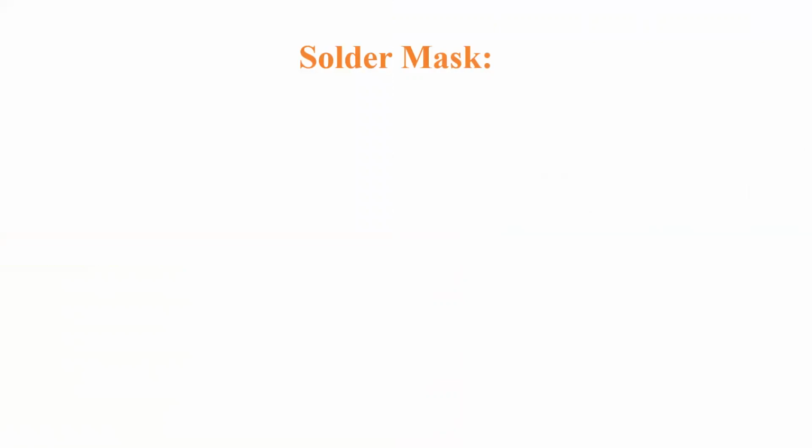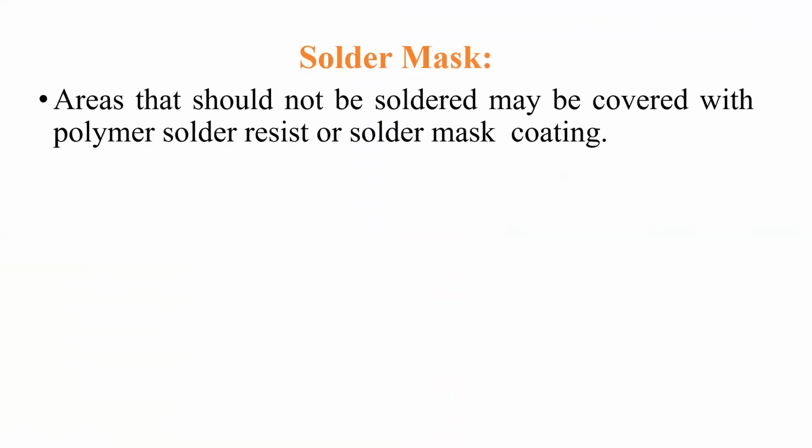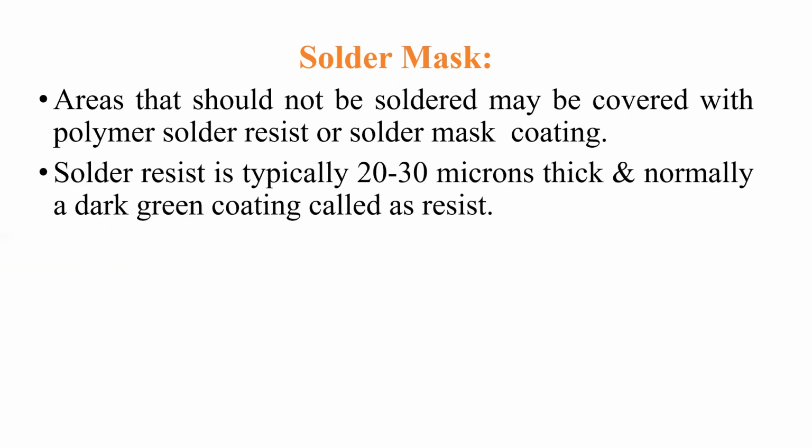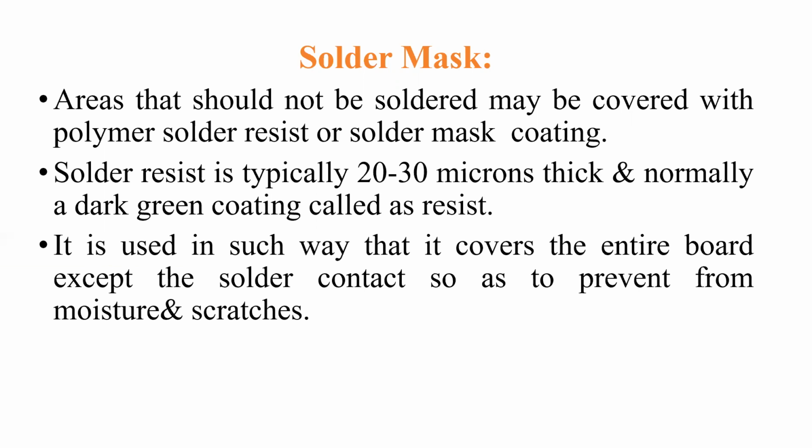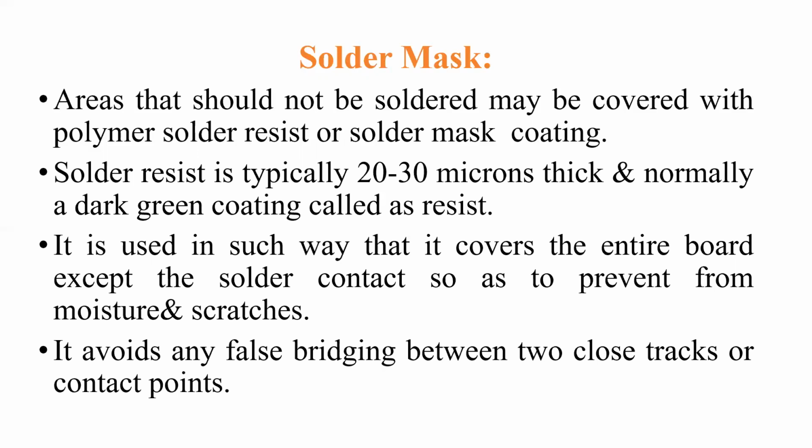Then what is the solder mask? Areas that should not be soldered may be covered with a polymer solder resist or solder mask coating. There is a coating you can see in the figure. Solder resist is typically 20 to 30 micron thick and normally a dark green coating called resist. It covers the entire board except the solder contacts, so as to prevent moisture and scratches. It avoids any false bridging between two close tracks or contact points.